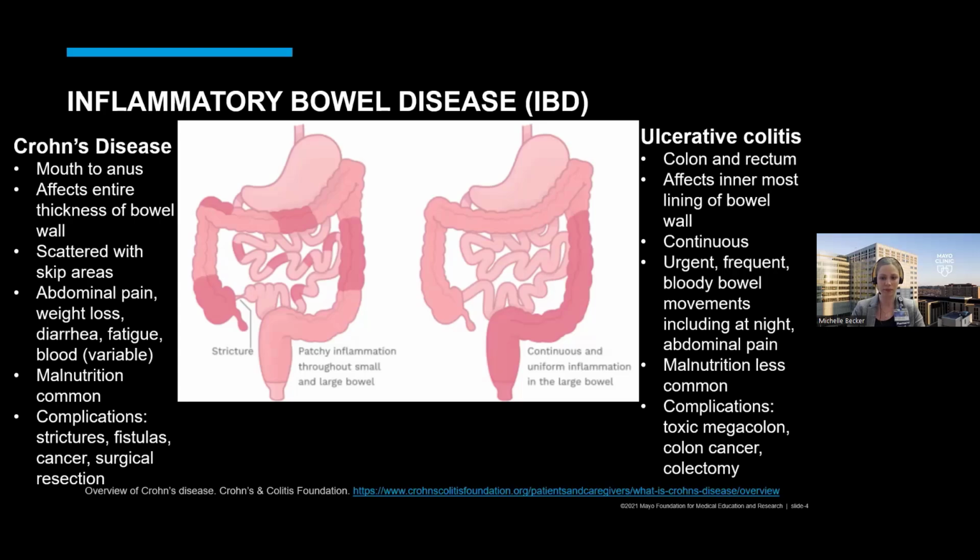Malnutrition is common. Ulcerative colitis presents as continuous and uniform inflammation in the rectum and colon, and ulceration is often more superficial in nature, with symptoms including urgent, frequent bowel movements, often with nighttime wakenings as well. If left untreated, inflammation for both Crohn's and ulcerative colitis can lead to permanent damage and complications, and there also can be extraintestinal, or outside of the gut, manifestations to consider.